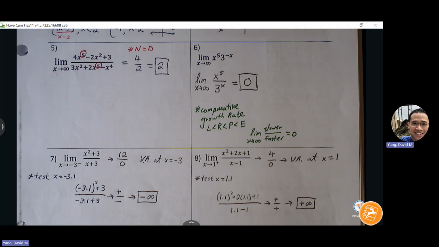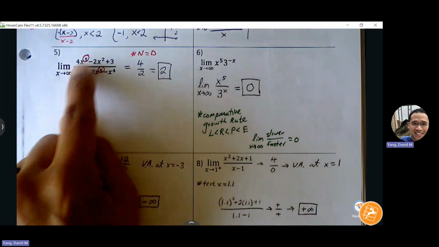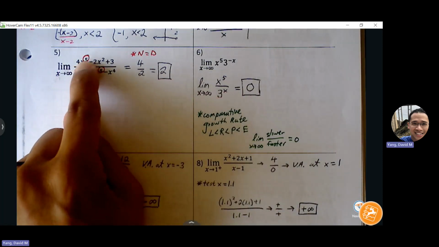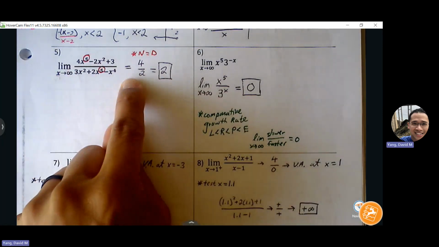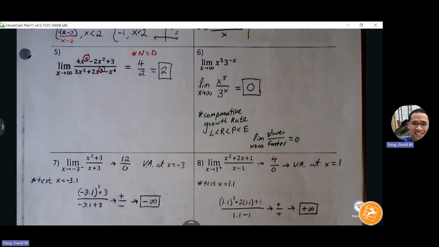And then I want to compare 5 with 5. I don't want to compare 5 with 2 because that's not my leading coefficient, right? So 5 and 5. My degrees are the same. I should take the ratio of the leading coefficients.